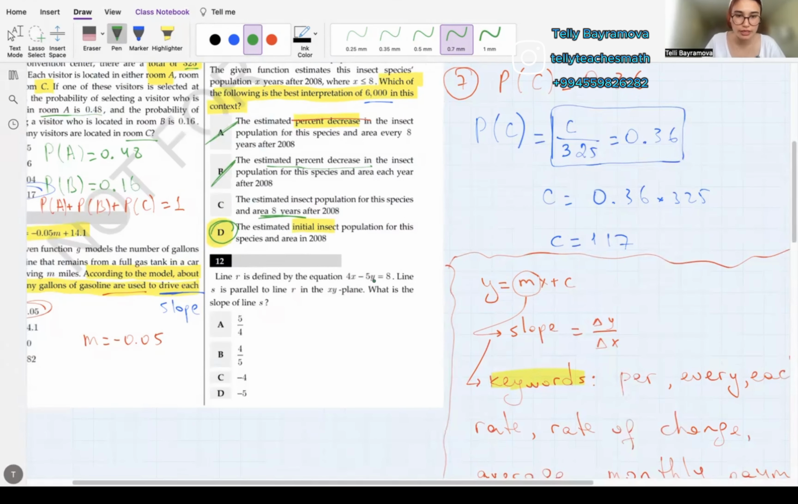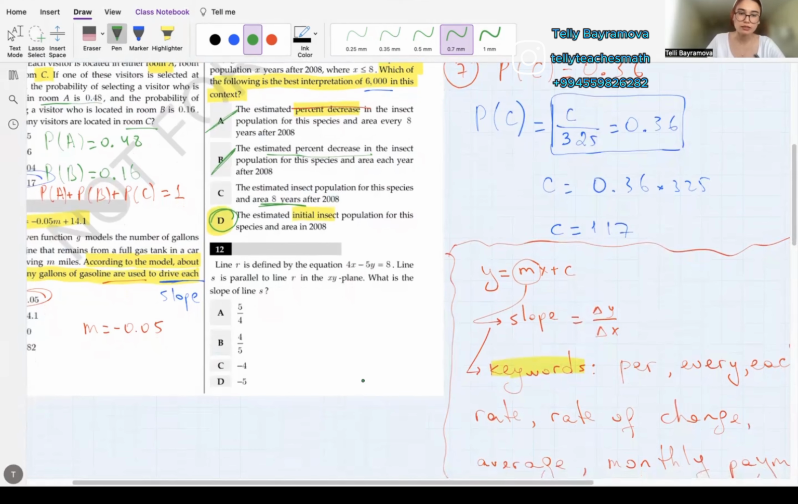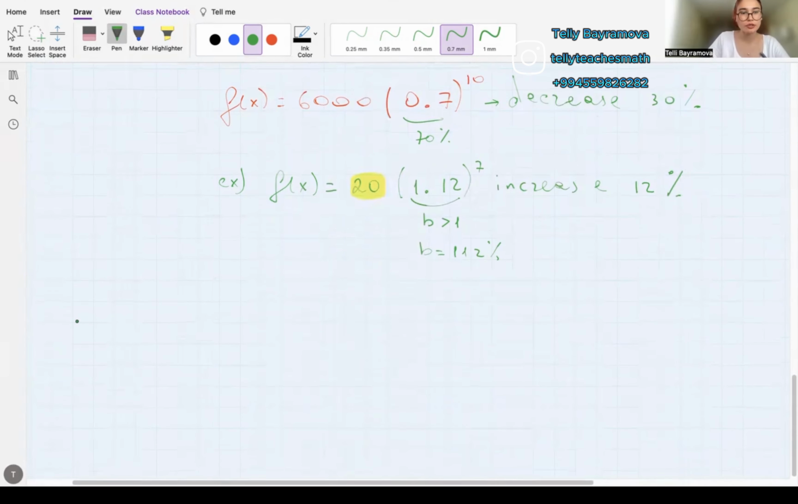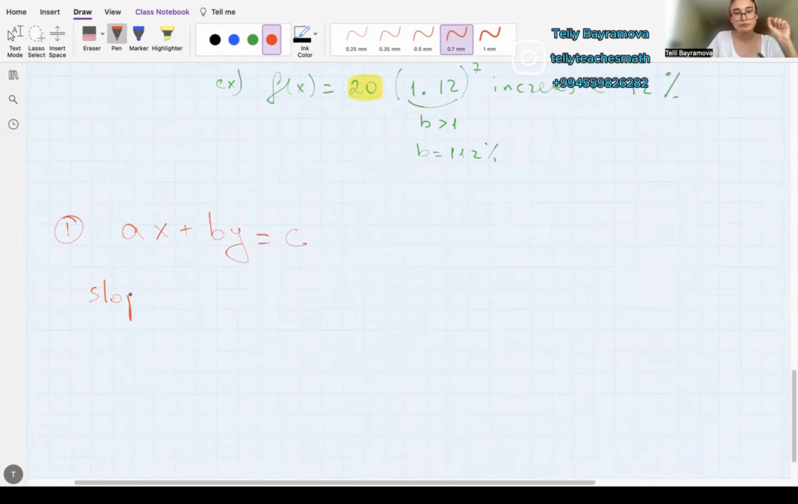Line R is defined by 4x minus 5y equals 8. Parallel to, okay, what do we know about this question? You need to know, first of all, that for ax plus by equals c, the slope is negative a over b. Please learn it by heart. Slope is negative a over b. What is the y-intercept? The y-intercept is c over b. Okay? This is one thing.